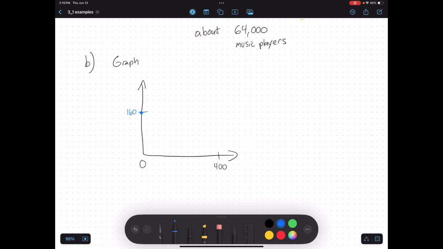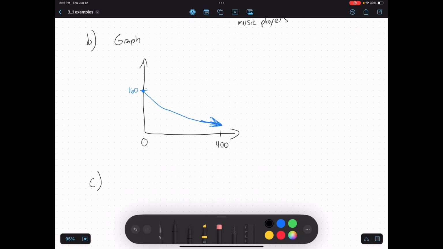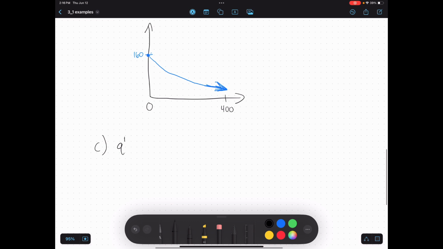So, since it's a decay function, I shouldn't be growing, I should be decaying. And you'll notice as I draw this line, am I having it hit the x-axis? Am I having it reach 0? No, because exponential functions, as long as they haven't been shifted up or down, will never actually reach 0. Okay, moving on. Next, it wants me to find the derivative, q prime.